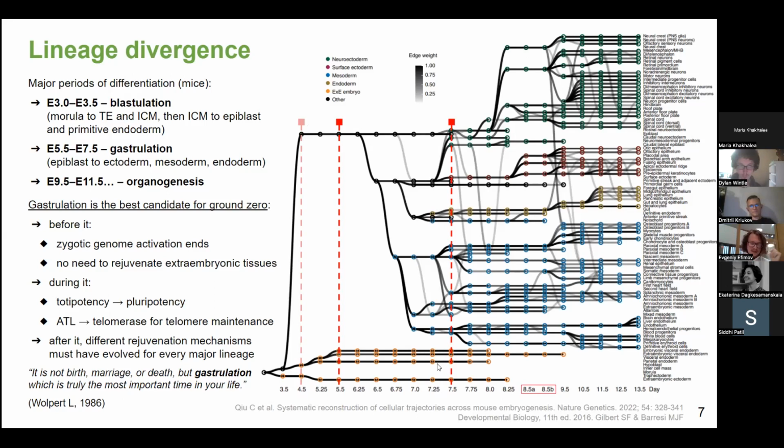So why do I say that? Because before gastrulation ends, this zygotic genome activation, and also before gastrulation, there is no need to rejuvenate extra-embryonic tissues. They will not go into the new organism, therefore they needn't. Nature doesn't have to rejuvenate such tissues. So there is no real evolutionary pressure to rejuvenate these ones. But these cells that will become the future organism, there is some pressure.